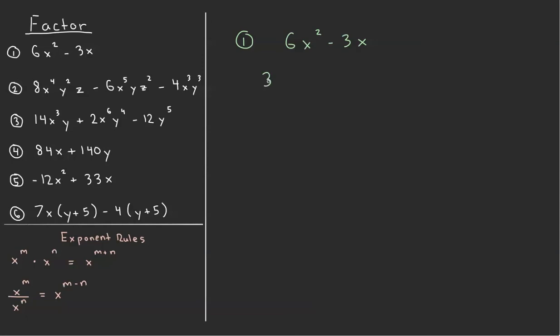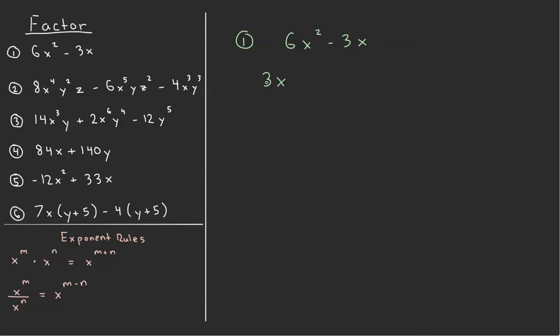Okay. Next, we're going to take a look at our variables here. We have an x squared, and we have an x. So you want to ask yourself, what do these variables have in common with each other? What's the most that they have in common, in other words? So over here, since we have an x squared, that means x times x. But over here, we only have a single x. So what's the most that they share? Well, the most that they share is just a single x. So I'm going to go ahead and write that down.